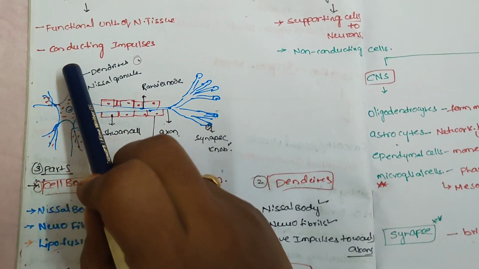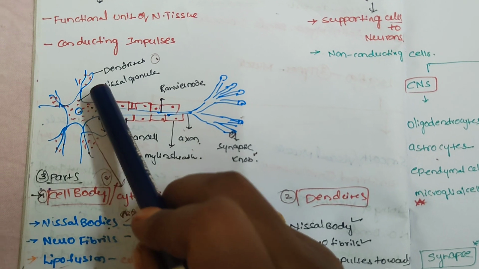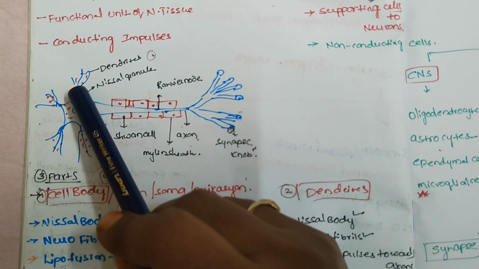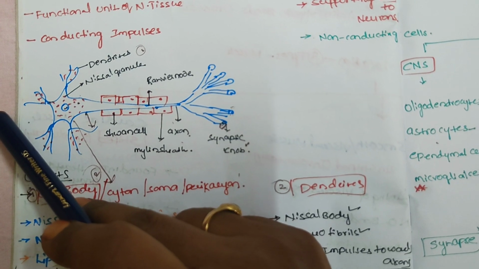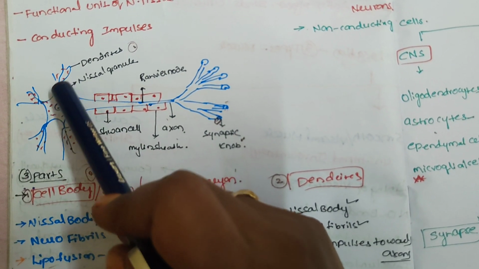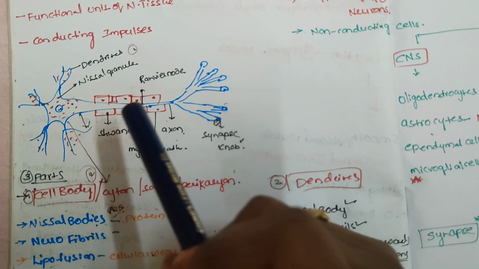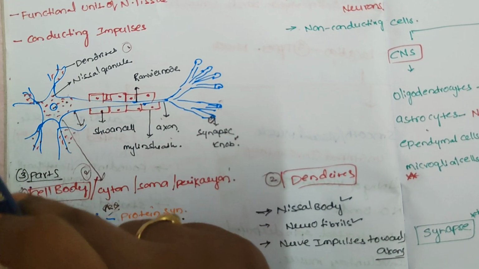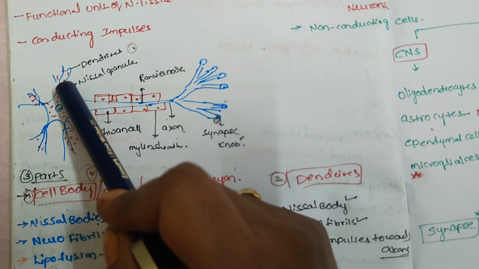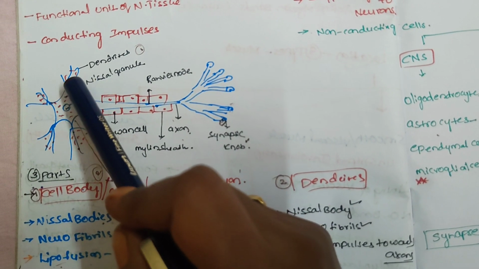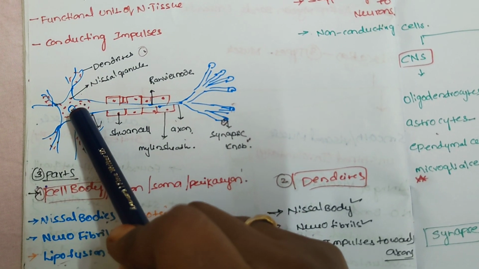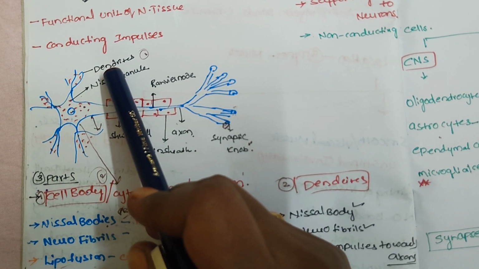First, dendrites. The hair-like structures are called dendrites. They collect impulses from the previous neuron to this neuron. They collect information from the axon terminal of the previous neuron. They have neurofibrils and Nissl granules. They give impulses or information to the cell body. So that is regarding dendrites.